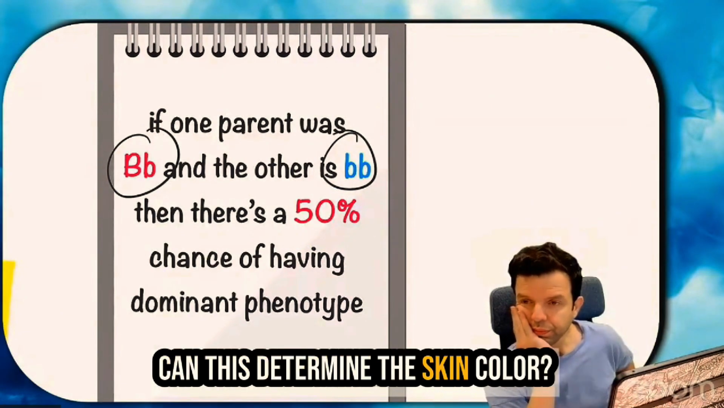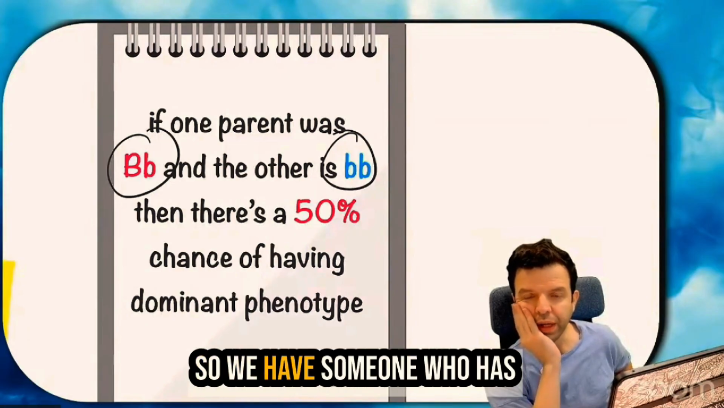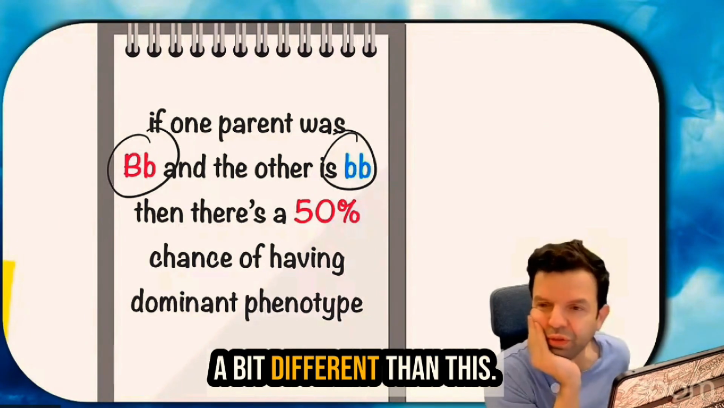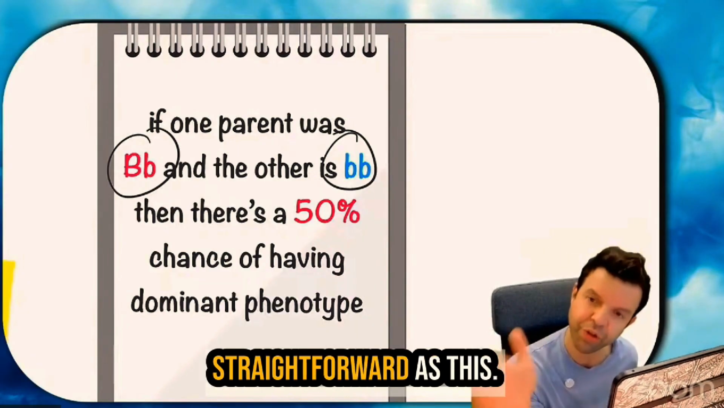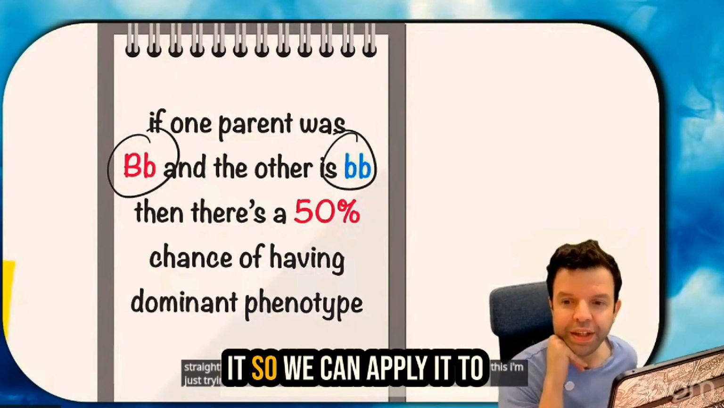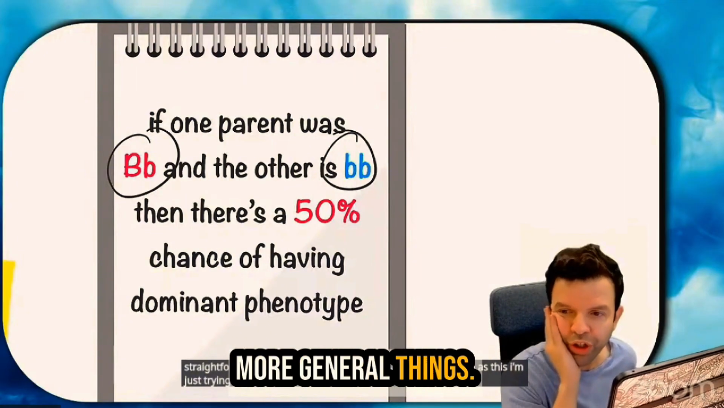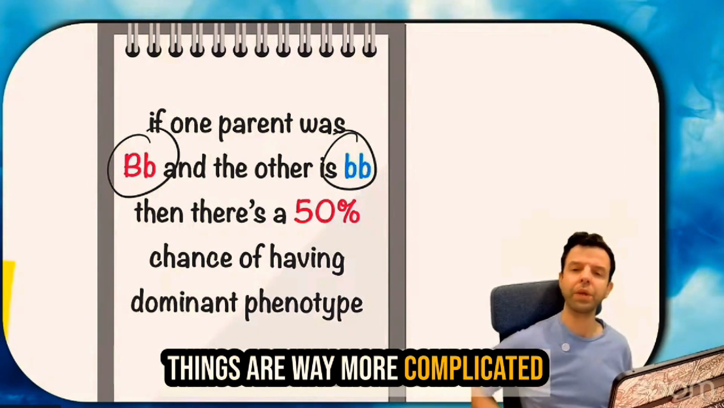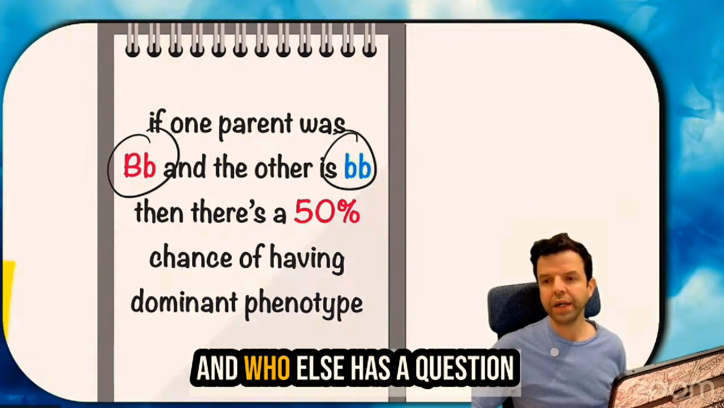Can this determine the skin color? How is it going to determine? So we have somebody who has white skin color and brown. No, with skin colors, it's a bit different than this. It's not as straightforward as this. I'm just trying to simplify it so we can apply it to more general things. But yes, in humans specifically, things are way more complicated than the way we stated here. And who else has a question?